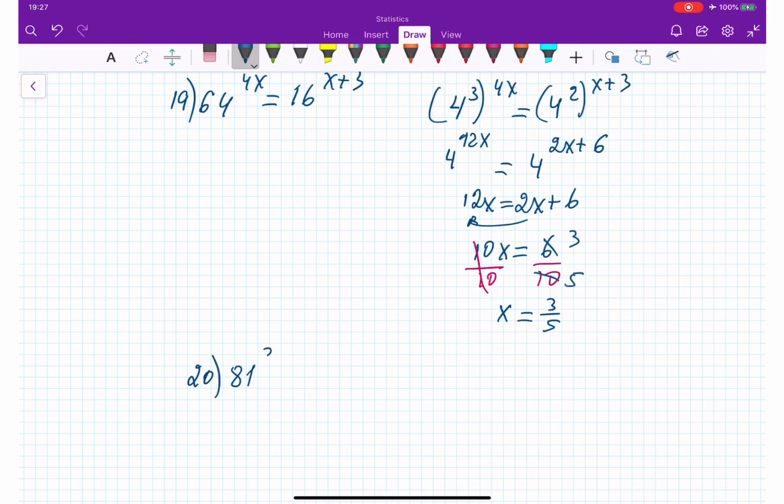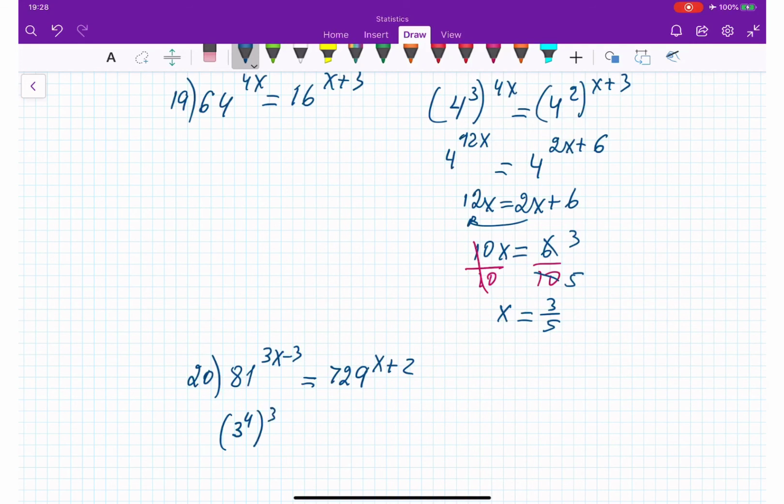81 to power 3x minus 3 is equal to 729 to power x plus 2. Okay, well, this is getting interesting. 729, let me see how much it's going to be. I know that 81 is 3 to power 4, right? Because 3 squared is 9. 9 times 9 is 81. So 3 to power 4.